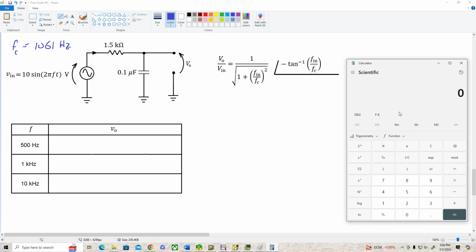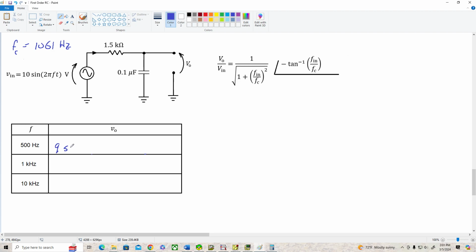So let's start at 500 hertz. Inside the parentheses here, we've got 500 divided by the critical frequency, which is 1061. We're going to square that, add 1, and take the square root, then the reciprocal, and we get a response of about 0.9. So the magnitude of the output is 0.9 times the input, so that gives us 9 sine 2 pi 500 t, and we're going to have a lagging phase angle.